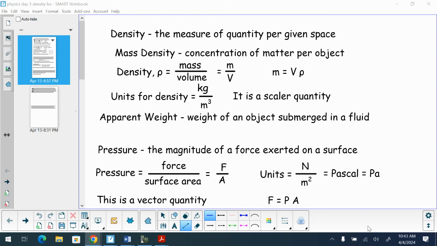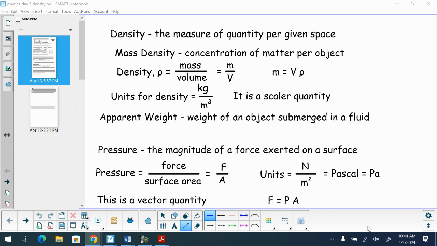We'll go through some review ideas, but then we'll look at a couple problems on the back side here. Density is a measure per given space. Your mass density is a concentration of matter per object. Density is your mass divided by your volume, and mass is equal to volume times density. The units for density are kilograms per meter cubed. It's a scalar, just like mass.